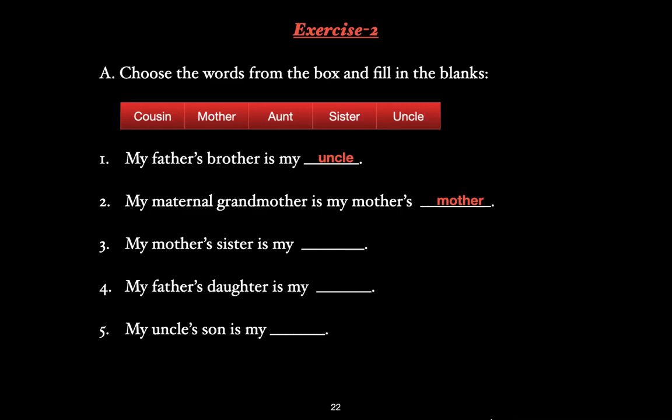Third, my mother's sister is my aunt. So, my mother's sister is my aunt. Good job. Fourth one, my father's daughter is my sister. Good. My father's daughter is my sister. Fifth, my uncle's son is my cousin. Of course, my uncle's son is my cousin. Good, children. I hope that you're noting it down. Okay.